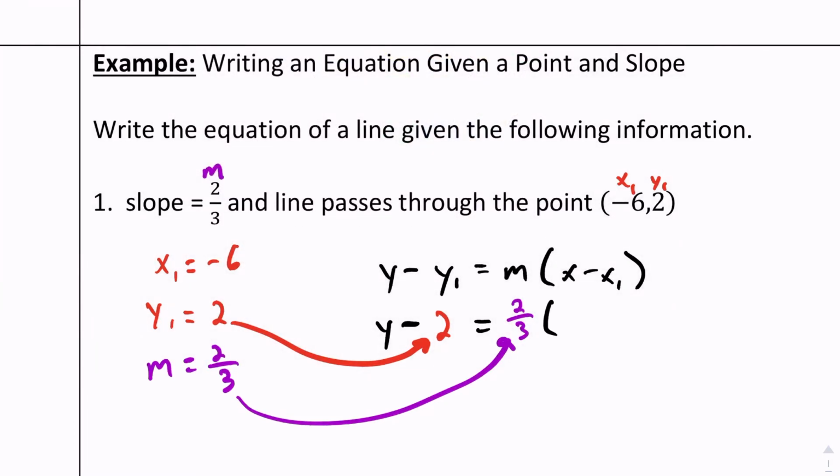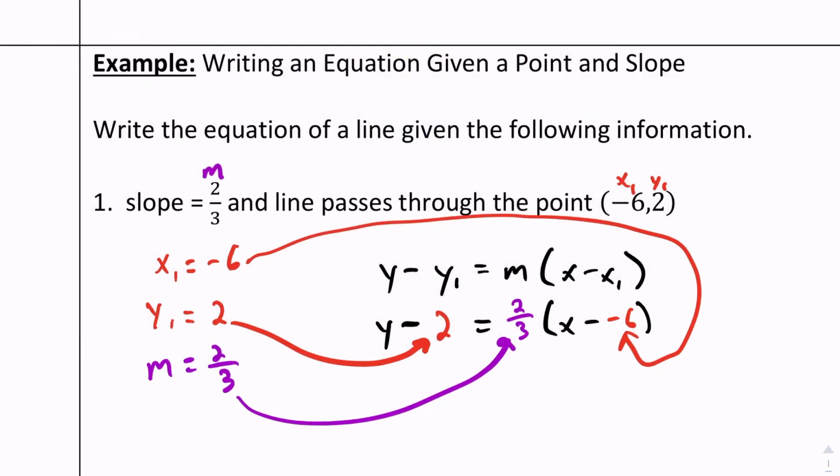And then parentheses x minus, and then x1 we have right here. Whoa, we don't want a straight line, we want a curvy line. There we go. Let's try that again. There you go. It goes right in there. And that is -6.